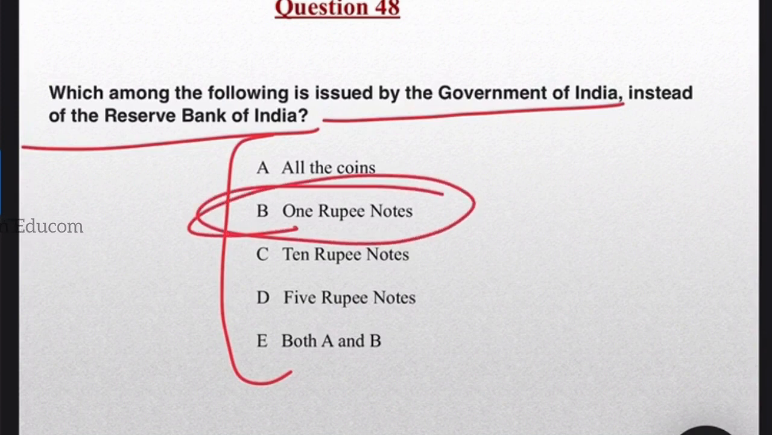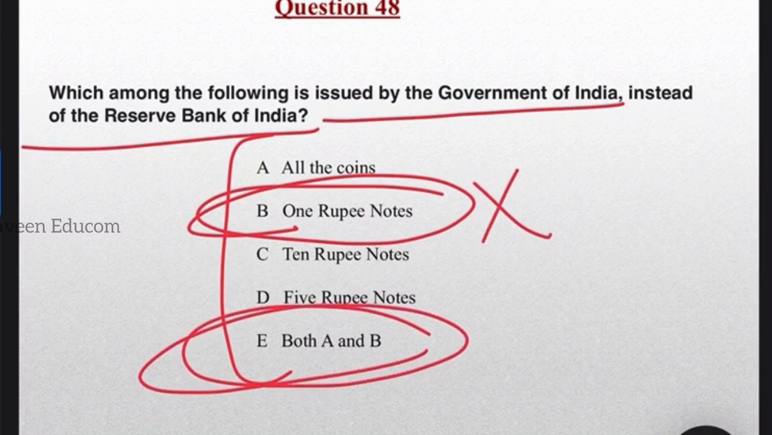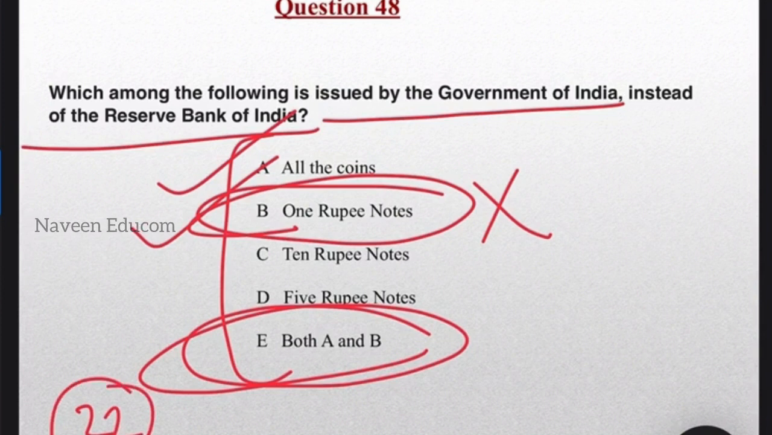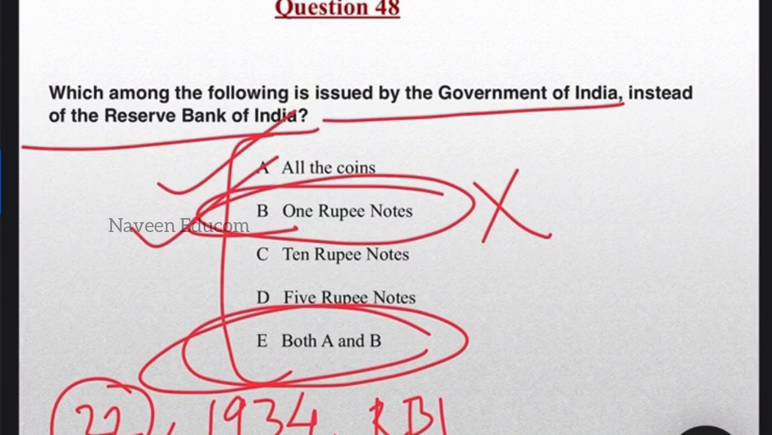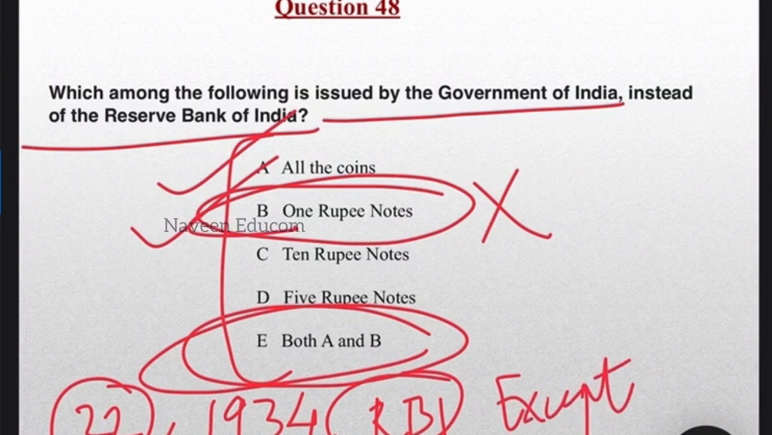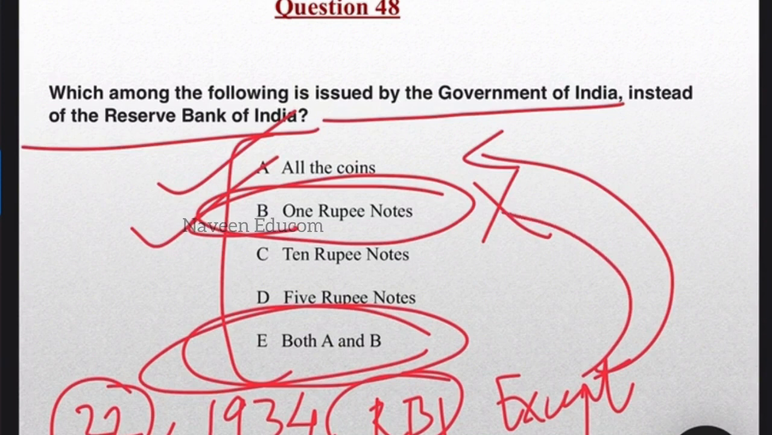Students, the answer is, some students draw like this, but it's wrong. They will be doing it as 1 rupee note, but it's not that. All the coins and 1 rupee note both are issued by the Government of India rather than the Reserve Bank of India. According to section 22 of the RBI Act 1934, the RBI is the sole authority to issue banknotes in the country except the 1 rupee notes and the coins, which is the answer for our question. These are issued by the Government of India.